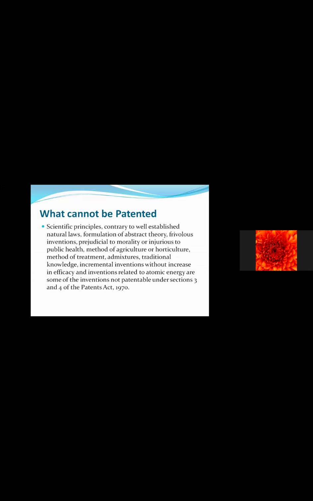So what cannot be patented? Natural laws cannot be patented. Some kinds of agriculture methods cannot be patented. Even traditional knowledge, some ancient knowledge, like if we eat something, then we get relief from that. The old traditional knowledge again cannot be patented. So these are the things, and even scientific principles also cannot be patented.